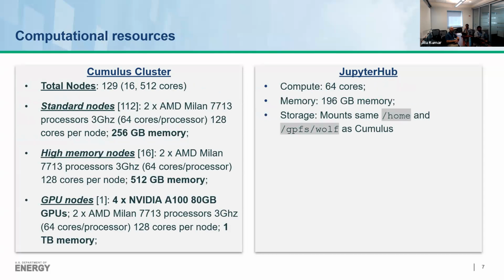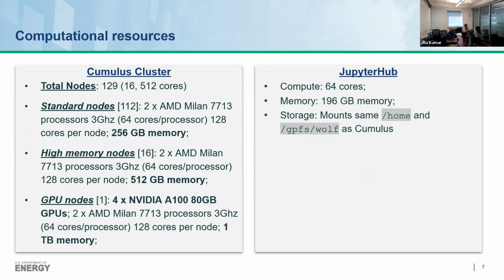So, a little bit more detail about the Cumulus cluster. It actually has three different types of nodes, geared towards various types of workloads being run on this system. The first is a large number of nodes, 112 of them, that we call standard nodes. These are dual processor, with two AMD processors in every single node, all 64 cores each. So on a node, you have 128 cores available. Each node has 256 gigabytes of memory available.